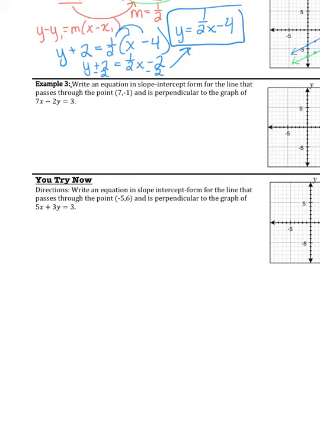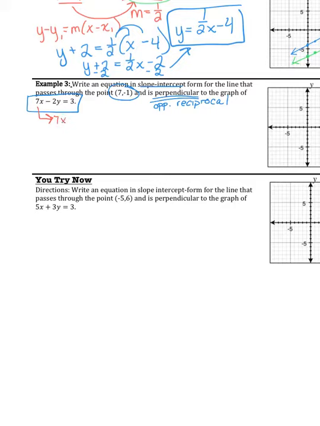It says write an equation in slope-intercept form. I'm going to underline that again. For a line that passes through this given point and is perpendicular, so we should be thinking opposite reciprocal slopes, of the graph 7x minus 2y equals 3. Okay, so a couple things about this problem. Not only do they want it to be perpendicular, but they give you an equation that's not in slope-intercept form. So I need to change this because I need to be able to pull out that slope, right?